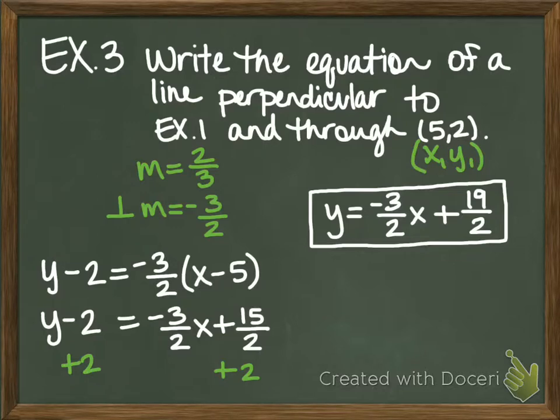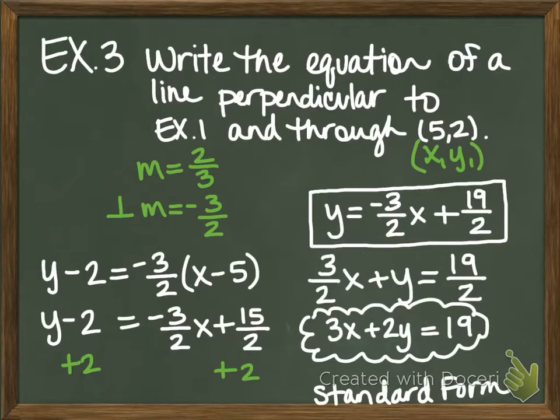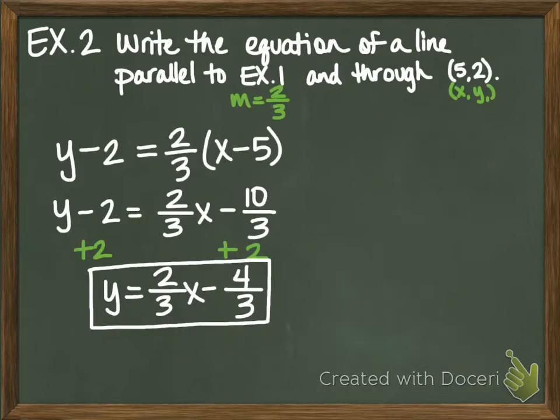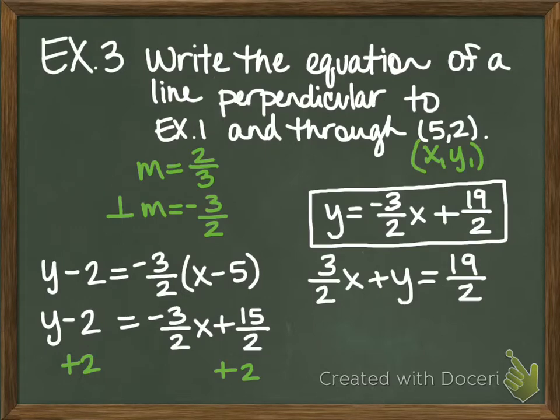Some of the problems in the homework will ask for standard form. So let's rearrange this and get it in standard form. Standard form has x's and y's on the same side. X should be positive and there should be no fractions. So first thing I would do is move the x to the same side as y. That's going to change it from a negative 3 over 2 to a positive 3 over 2 x. Positive 3 over 2 x plus y will equal 19 over 2.